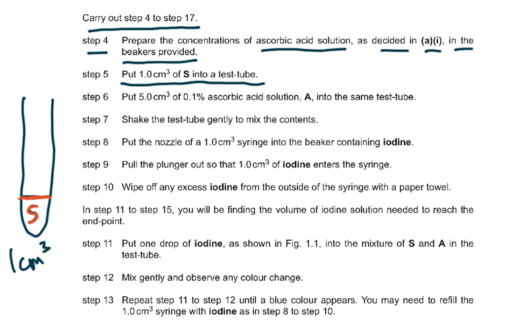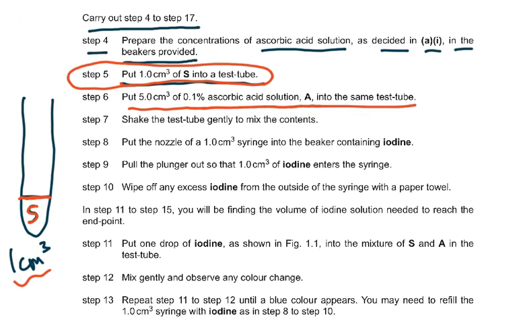So it says put 1 centimeter cube of S into a test tube. So we've done that. I've added 1 centimeter cube of S into a test tube. Put 5 centimeter cube of 0.1% solution A into the test tube. So then you add 5 cm cube of A, which is the 0.1%, the highest concentration. Then you shake the test tube gently to mix the contents.